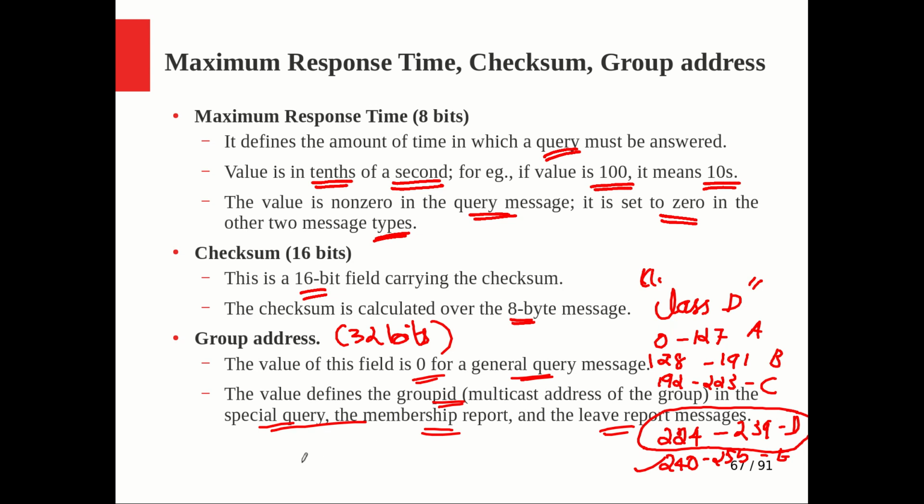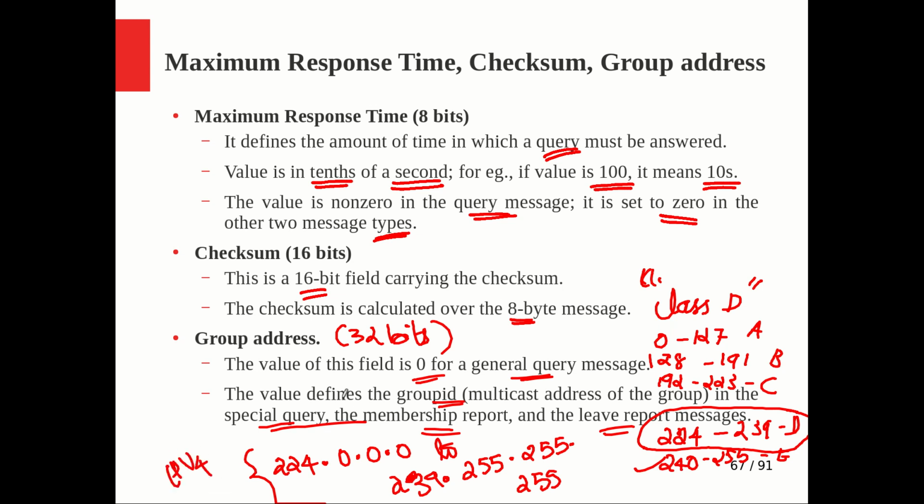The range runs from 224.0.0.0 up to 239.255.255.255, all those things we discussed already in our IP classes sessions. So go through those sessions for clarity if you still have a doubt. This is the range of addresses used for multicasting in IP version 4, and those 32 bits will be stored in the group address, particularly for the membership report, leave report and special query, and for a general query it will be all zeros, right?